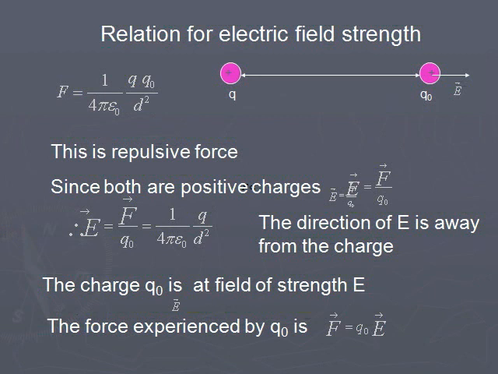The definition of electric field strength is force divided by test charge Q0. So, electric field strength E bar is equal to F bar by Q0, that is equal to 1 by 4 pi epsilon naught Q by d square. So, from a point charge at a distance d, electric field strength is 1 by 4 pi epsilon naught Q by d square. The direction of field strength is away from the charge Q because it is a repulsive force. So, at Q0, the field will be away from Q.